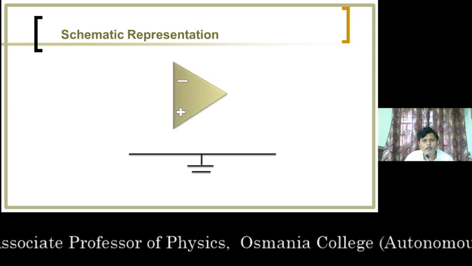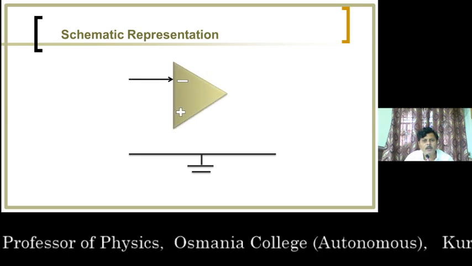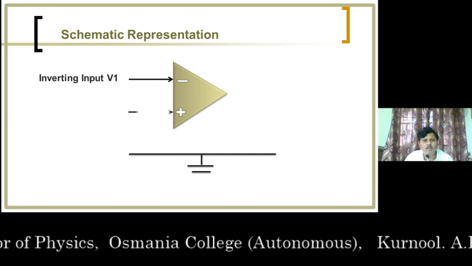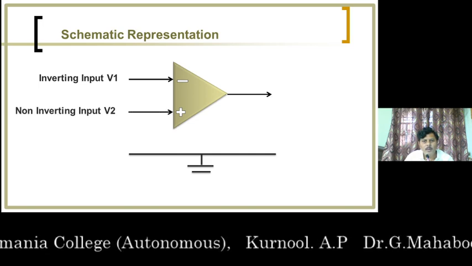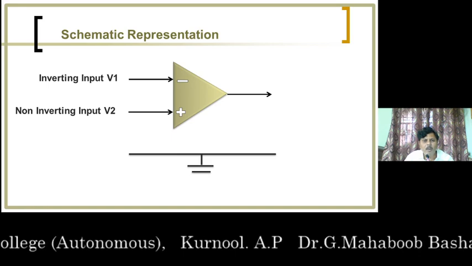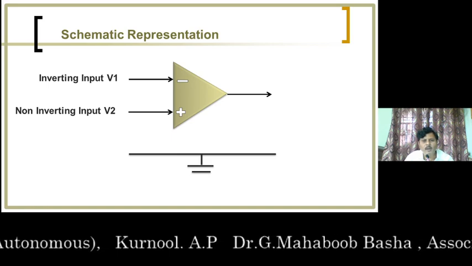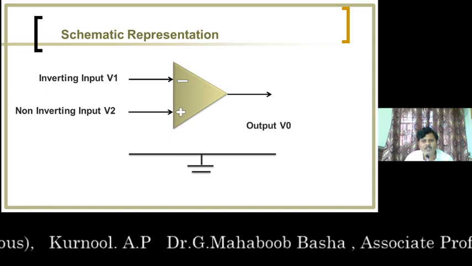The op-amp can be represented by a triangle shape with two input terminals. One is called the inverting input, the other is called the non-inverting input, with one output. We will apply input voltage with respect to the ground and we will take the output voltage with respect to the ground.